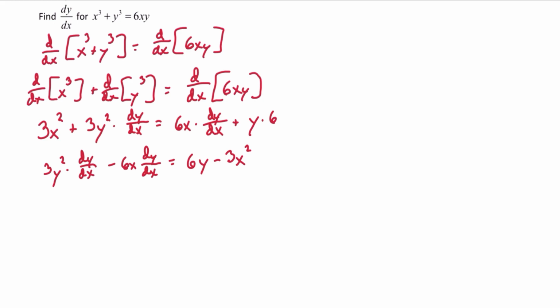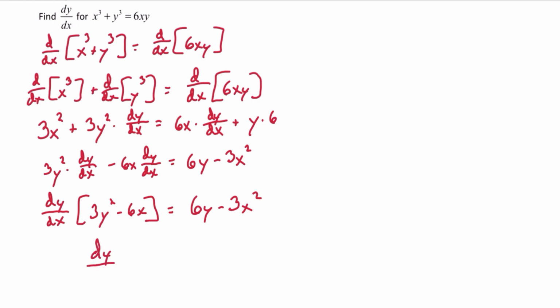From here, keep in mind our ultimate goal is to isolate dy/dx. So let's factor out dy/dx on the left, leaving us with 3y squared minus 6x, and copy the right side. Finally, we divide, and dy/dx is 6y minus 3x squared over 3y squared minus 6x.